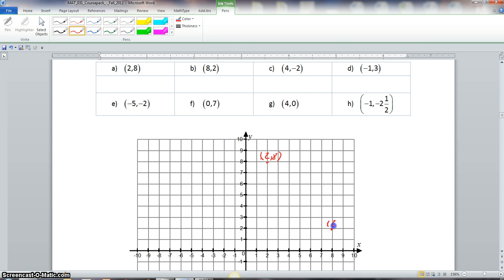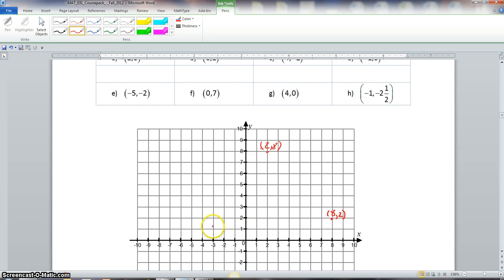So now we label that. It'll be 8, 2. Now, we go to C, which is 4, -2. We go back to the origin. So, what I need to do, I need to go up just a little bit. So we know it's 4, -2.